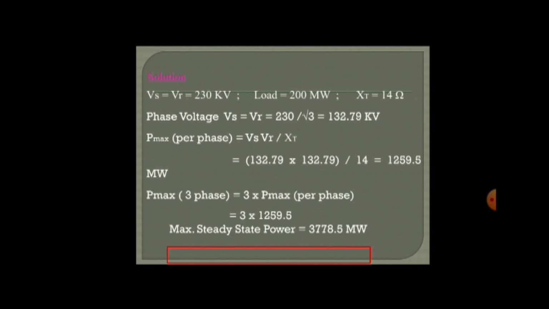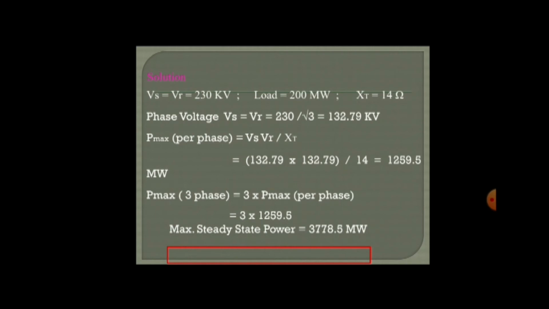That means 1259.5 megawatts. We have to consider the three phase line. For three phase, what is the maximum power? That is 3 into P maximum for each phase. So you can calculate 3 into 1259.5, and you will get the maximum steady state power. What is the maximum steady state power? 3778.5 megawatts. So this is the value.